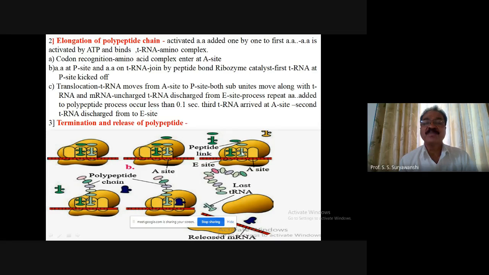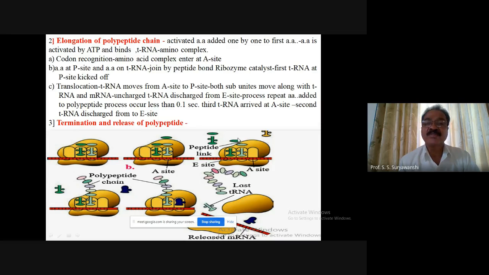Here you can see the first one joins with the second one, and then the second joins with the third one. In this way, this process is known as translocation, where the ribosome, both the smaller as well as the bigger unit, moves from 5 to 3, first one codon, then the second, then again the next, like this. So the movement is all in it.